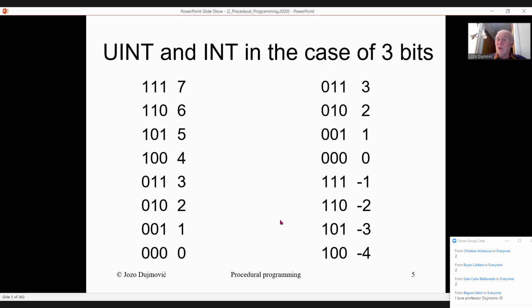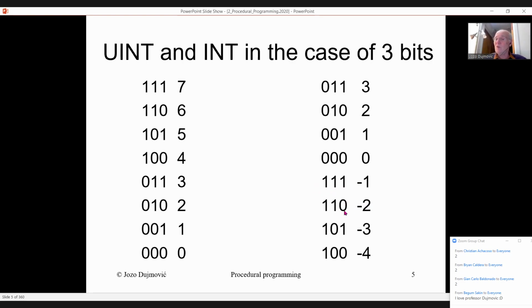But if you want to have a number that is positive or negative, a signed integer, then 0 is going to be 0. You are going to have 1, 2, and 3. And this is going to be the end of the world, because you cannot go with 3 bits further than 3. If you add 1 to this, you get 1, 0, 0, and this is minus 4.